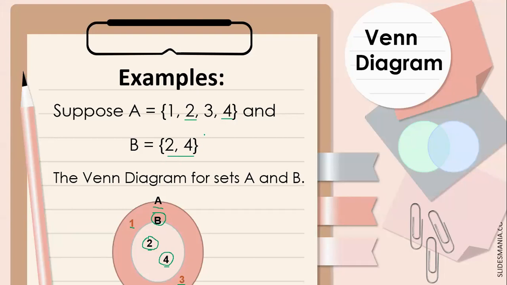Pero kapag merong hindi nakapaloob dito, iba naman yung magiging figure niya. Okay? So ulitin ko, kapag lahat ng mga elements dito sa set na ito nakapaloob siya dun sa isang set, magiging ganito yung ating Venn diagram. Clear?